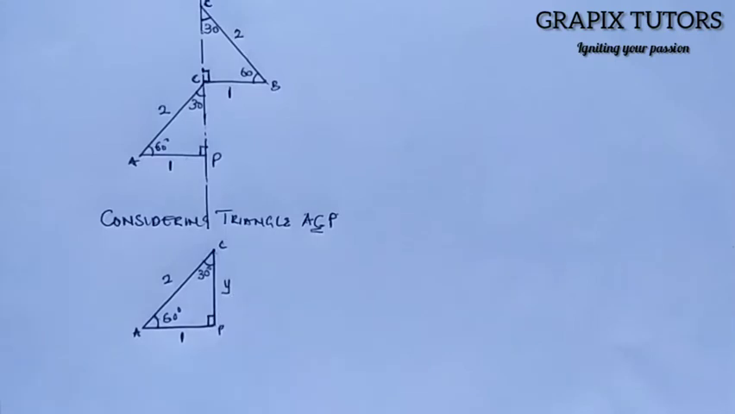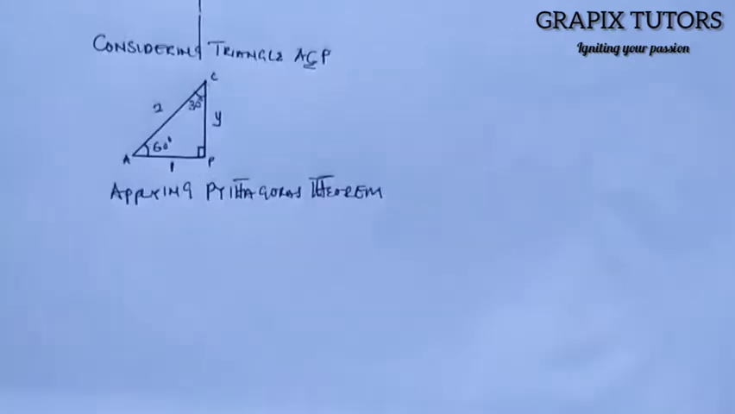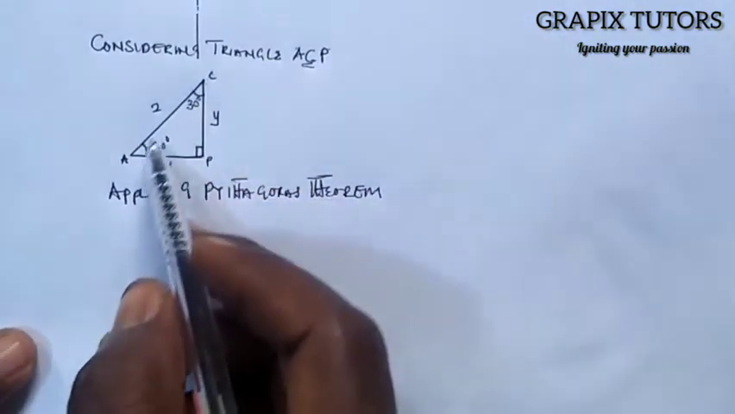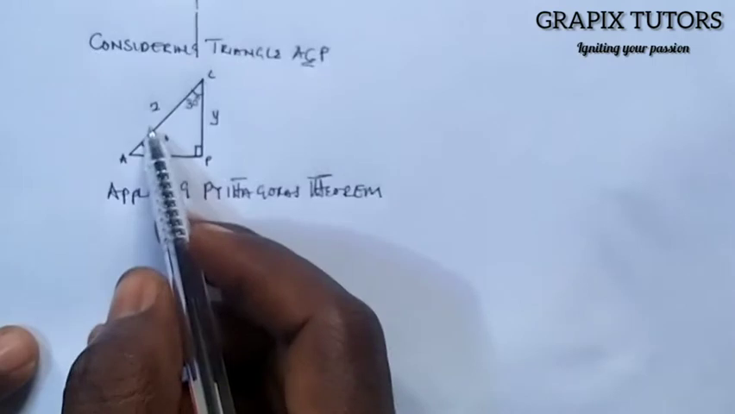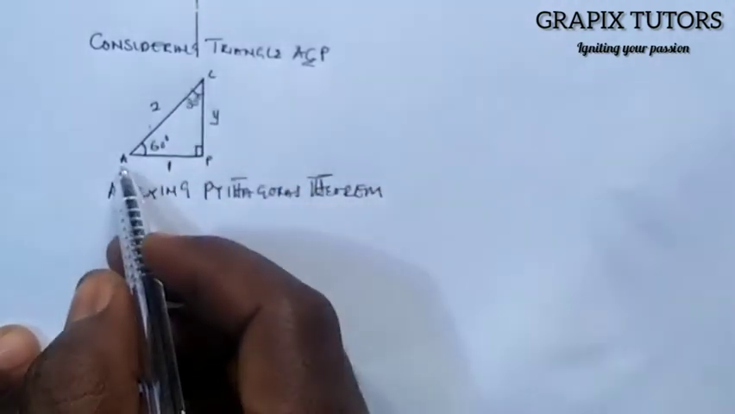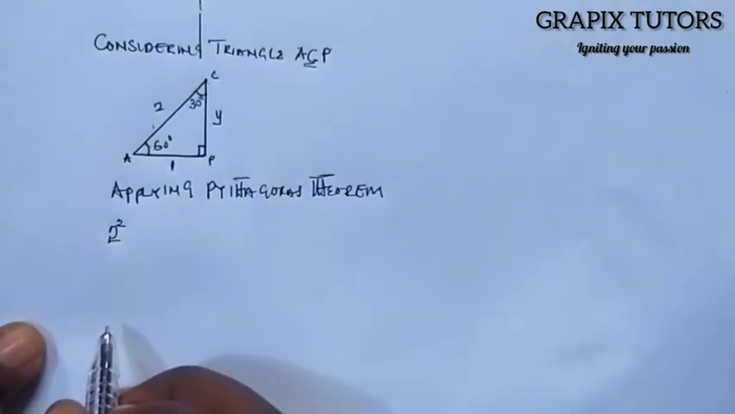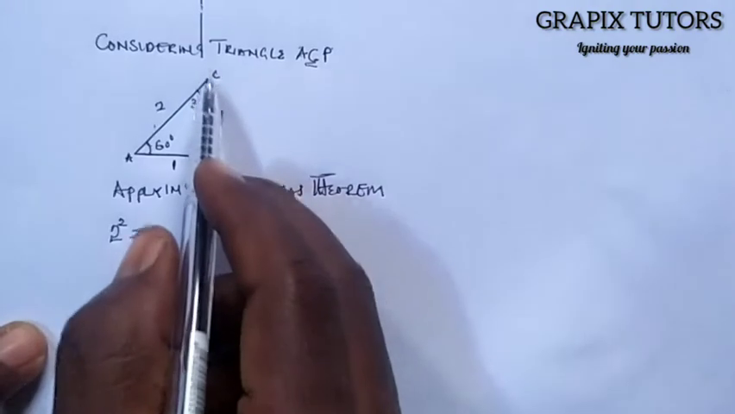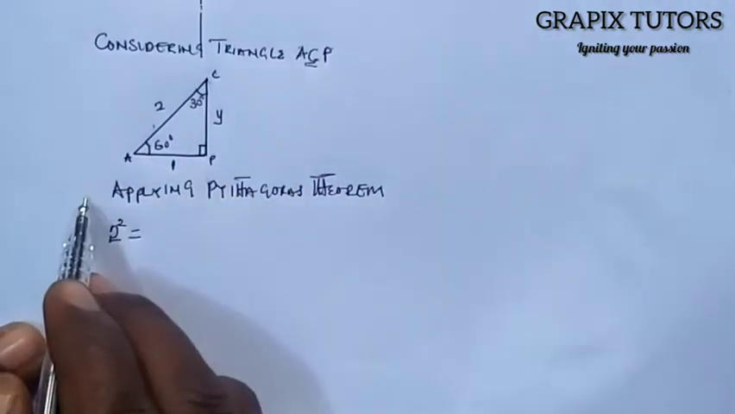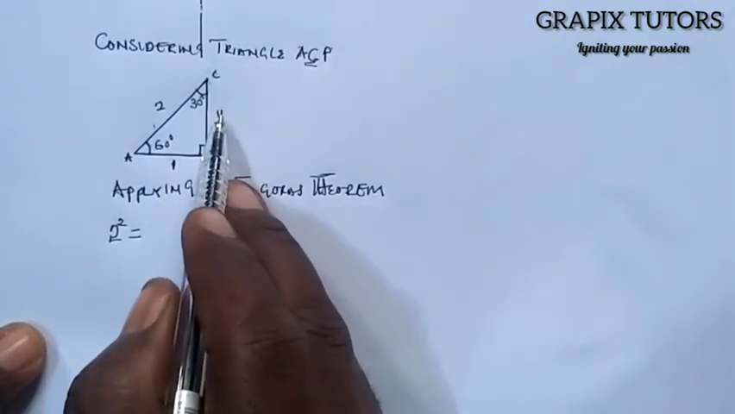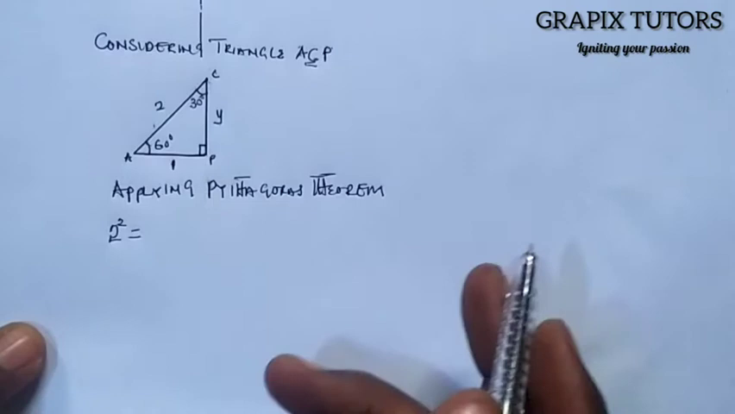Now we want to get Y. For us to get Y, we need to apply Pythagoras Theorem. Pythagoras Theorem tells me that if you have a triangle, this is the longest side, called the hypotenuse. So it will be the hypotenuse squared, so it will be 2 squared, that's the hypotenuse, equals the opposite squared plus the adjacent squared. So here can be your opposite, here can be your adjacent, so any one can come first.